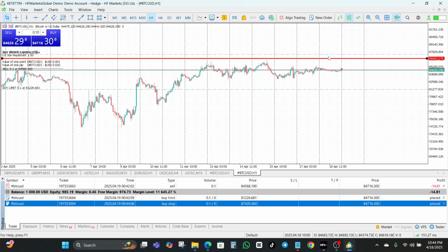But avoid using trailing stops in choppy sideways markets. The constant back and forth can trigger your trailing stop prematurely and stop you out before the real move begins.